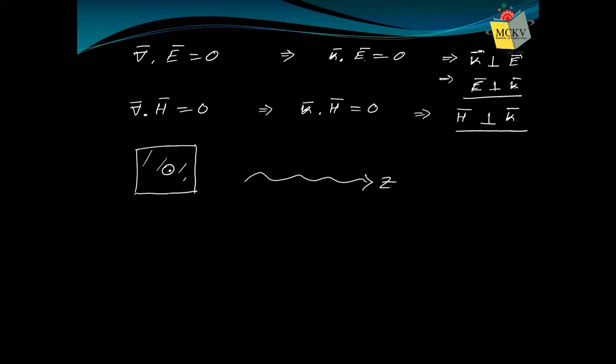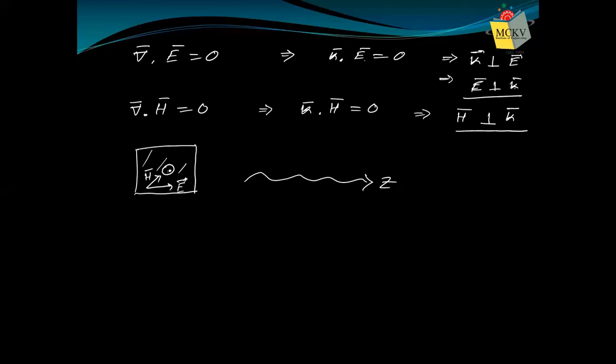Okay. Now suppose this is the direction of E. So this wave is perpendicular to E. Am I right? So K vector is perpendicular to E. Suppose this is the direction of H. Again the wave is perpendicular to H, because the wave is perpendicular to the plane and H and E lie on the plane. So wave is perpendicular to H and E both.